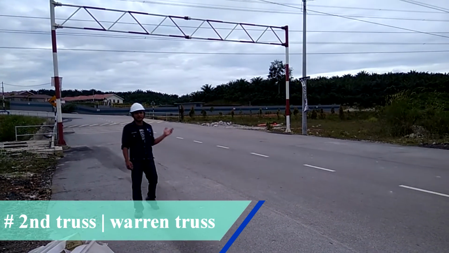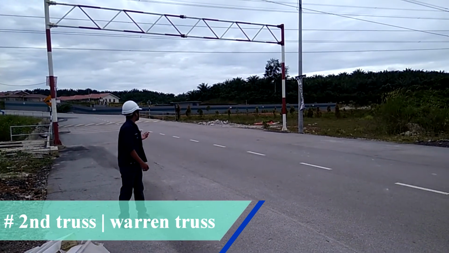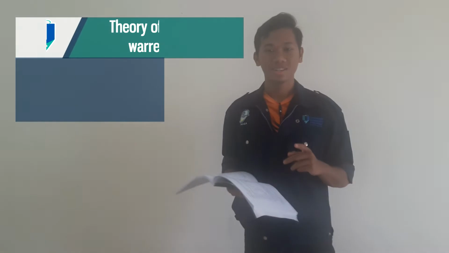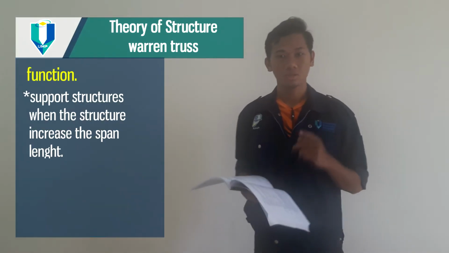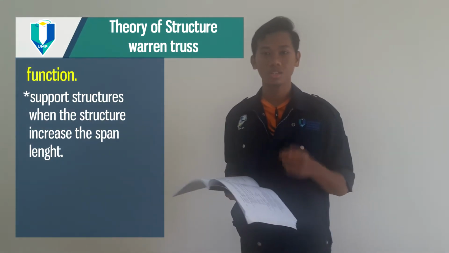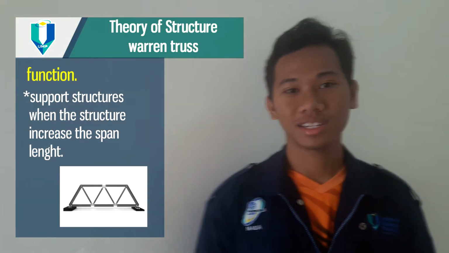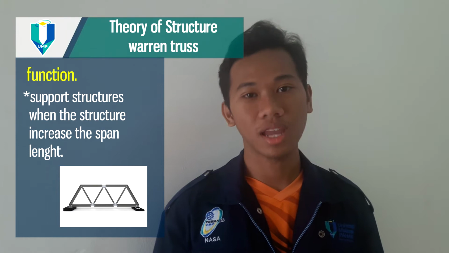This is the second truss we have found. It is a Warren truss. It is located in Taman Gambang Damai, Gambang. Do you know that the function of Warren truss is to support the structure when the structure increases the span length? The truss forms alternately inverted equilateral triangle spaces along its length.